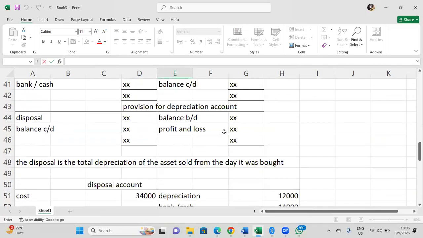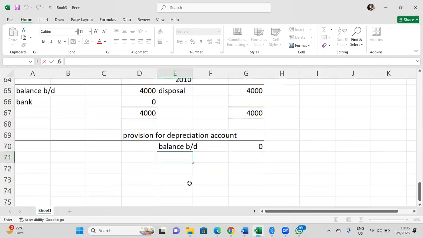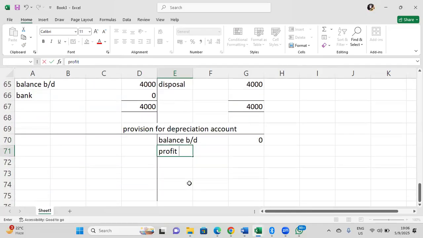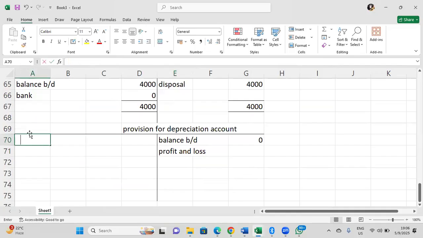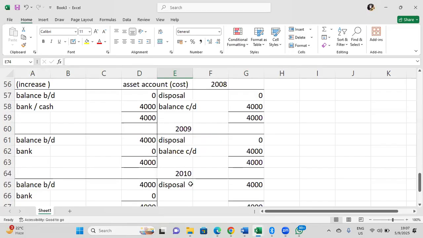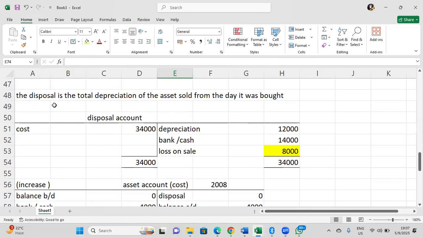After balance BD, we put the profit and loss. Then on this side, we put the disposal. Disposal is put in the year we sold the asset. The first year we did not sell anything in 2008. The year we sold is when we put disposal. Disposal is the total depreciation of the asset sold that year.